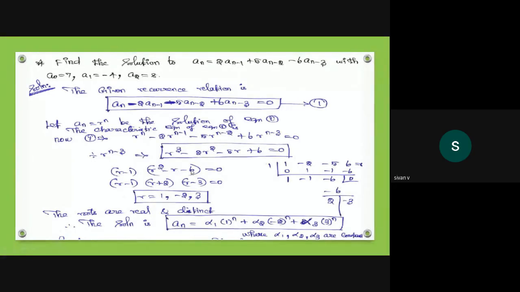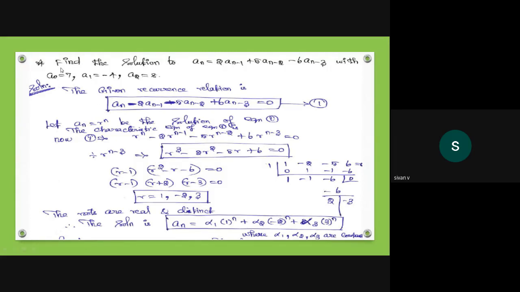r^2 - r - 6 = 0. Again, you can solve it by the formula or any one method. Therefore, we get the roots 1, -2 and 3. These are the 3 roots. All the roots are real and distinct. The solution is an = alpha1 (first root)^n + alpha2 (second root)^n + alpha3 (third root)^n, where alpha1, alpha2, alpha3 are constants. Next, our aim is to find the values of alpha1, alpha2, alpha3 by substituting the initial conditions.